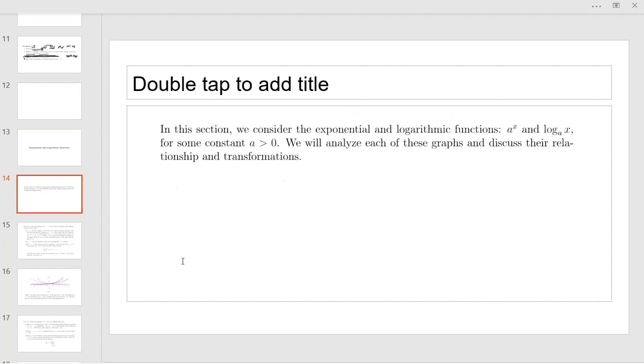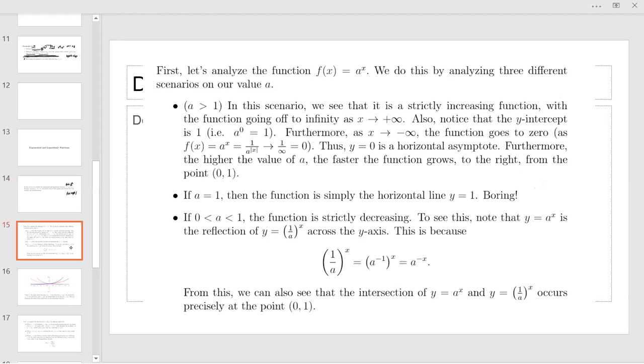So the exponential function is f of x equal to a to the x. So we have x in the exponent, and a can be any positive real number. And then our log function is f of x is equal to log of x base a. So our x is in the argument, and a is any base greater than 1. So we look at the graphs of these functions. So we take cases for the exponential function: if a is greater than 1, if a is equal to 1, and if a is between 0 and 1.